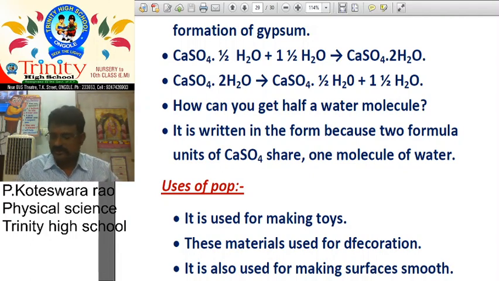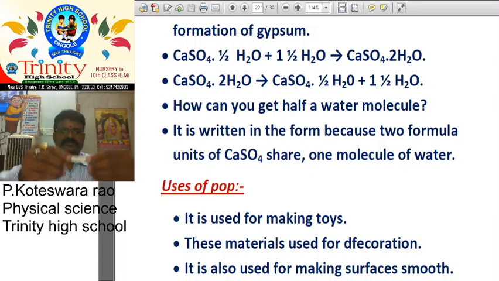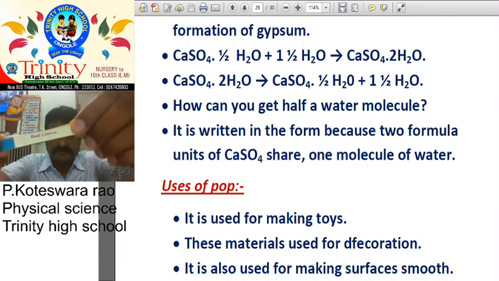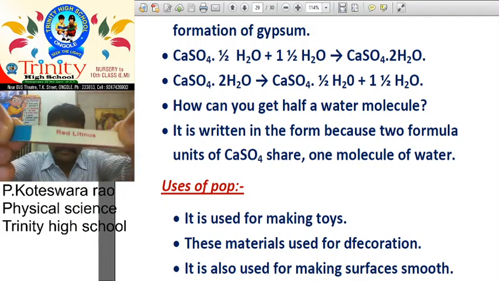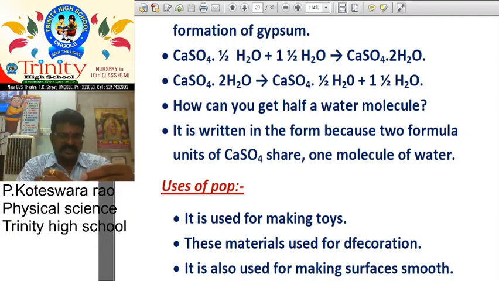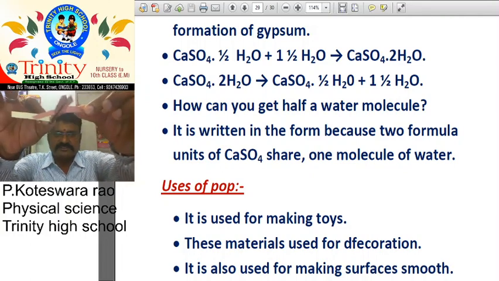Next, I want to show you red litmus paper. What is the color of the red litmus? Red color. What is this name? This name is red litmus paper. What color is it? It is also red in color. Red litmus paper.